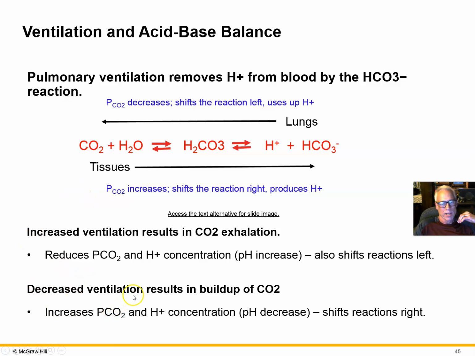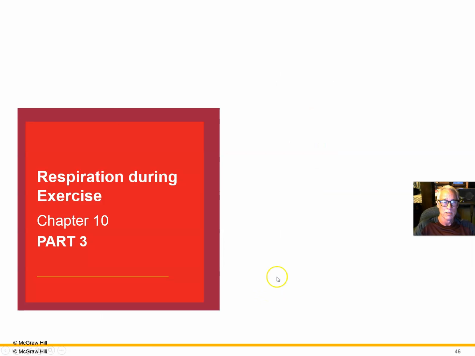The slower the ventilation rate, CO2 is going to accumulate in the body. I'm not going to be getting rid of it as fast as the cells are making it, and the partial pressure of CO2 will rise.